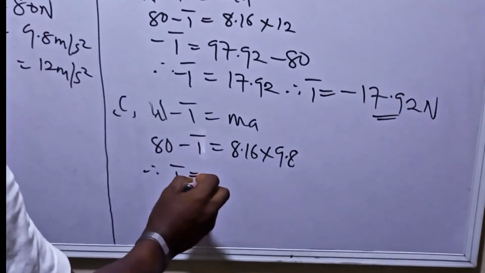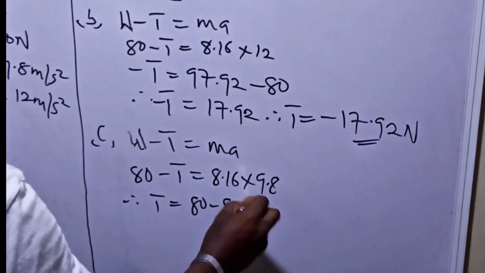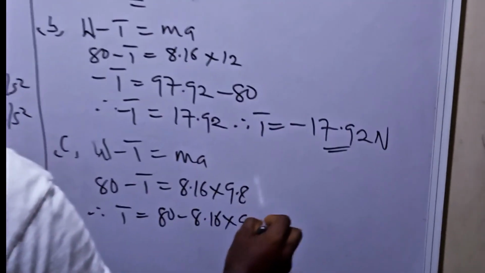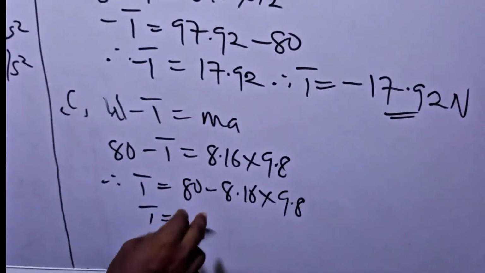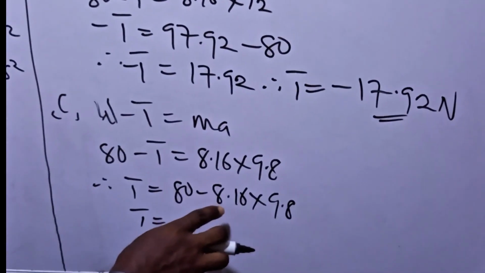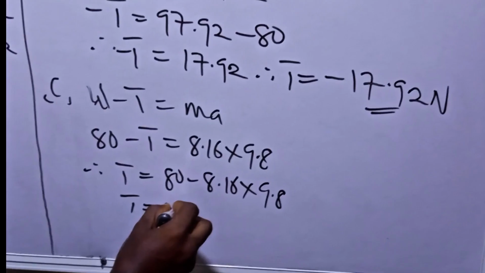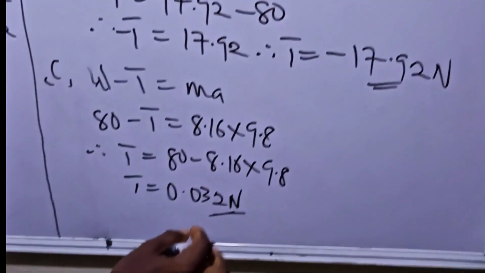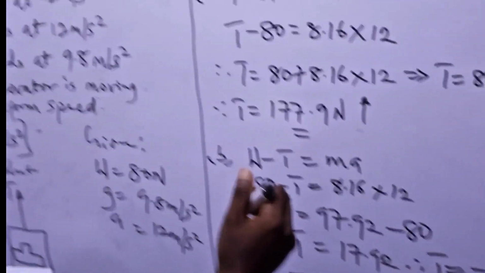Therefore, tension here will be 80 minus 8.16 multiplied by 9.8. The tension here will be 0.032 Newton. Remember, that will be the tension if the rope is going downward. Remember, it's an elevator.